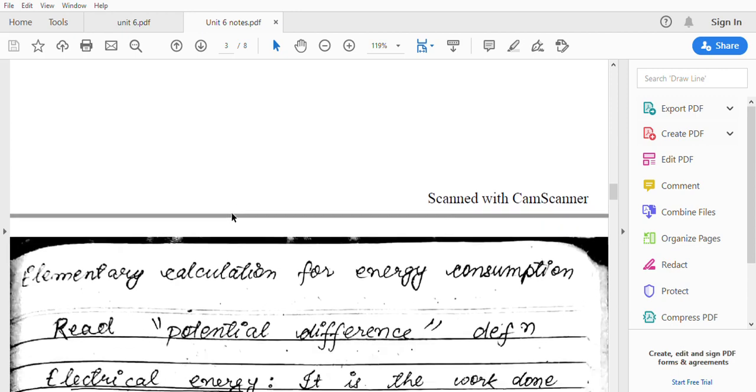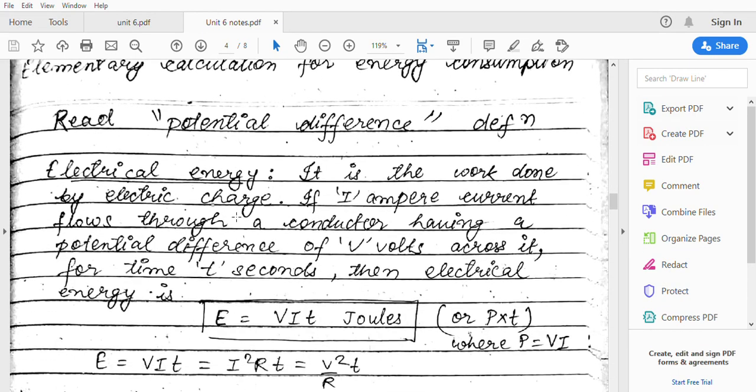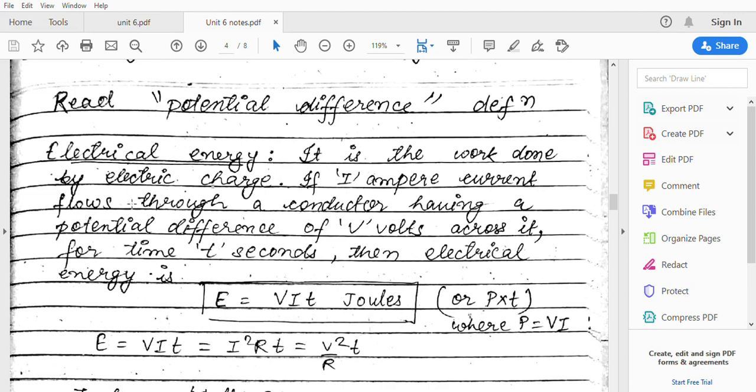Now coming to what is energy. Electrical energy is some work done by the electrical charge. If I say that there is I ampere current flowing through a conductor having some potential difference of V volt across it, and it takes T seconds, then the electrical energy can be given as VIT joules, or electrical energy is simply power into time. So electrical energy can be written in these three forms, because power can be written as P equals VI equals I square R equals V square by R. So electrical energy can be also written in this form.